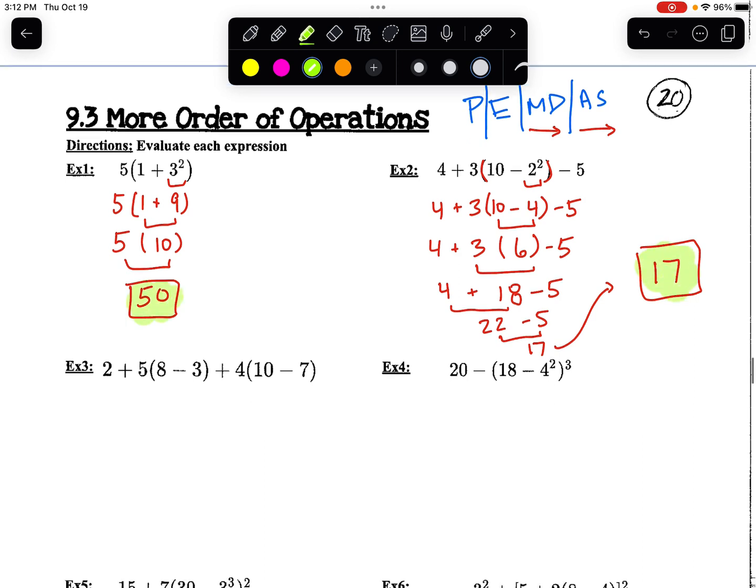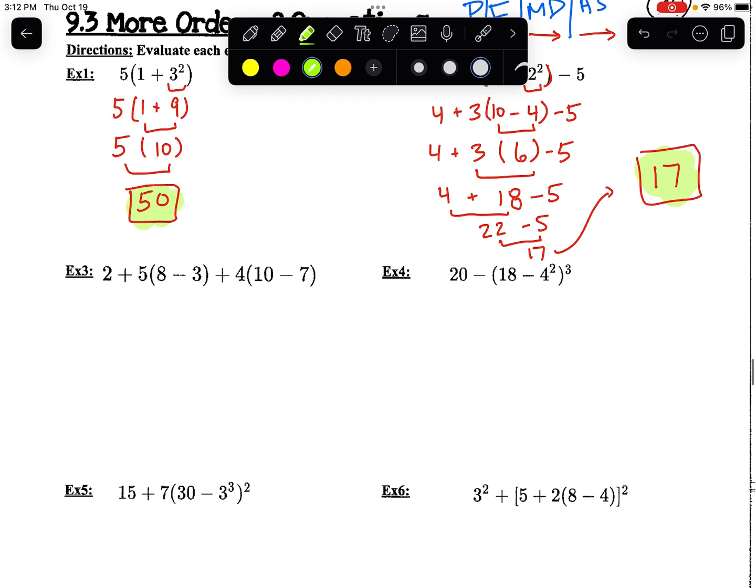All right, let's try example 3. Something crazy going on here. Let's go ahead and use a different color for the fun of it. We have parentheses 2 plus 5 parentheses 8 minus 3 plus 4 parentheses 10 minus 7 parentheses. So multiple parentheses. Which one do we do first? Well, if you're not sure, you can always go left to right, and that's always a good idea, which is start at the left and then you move right.